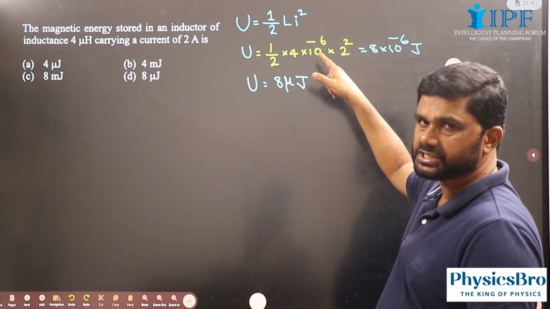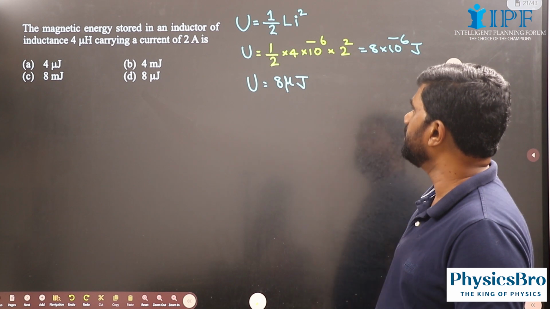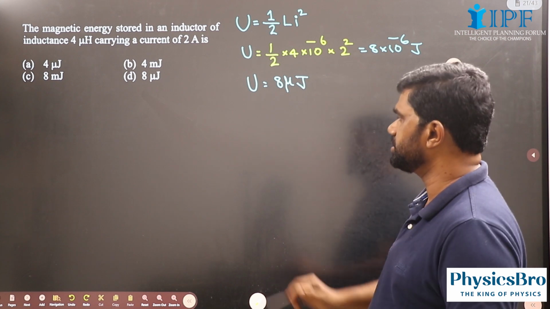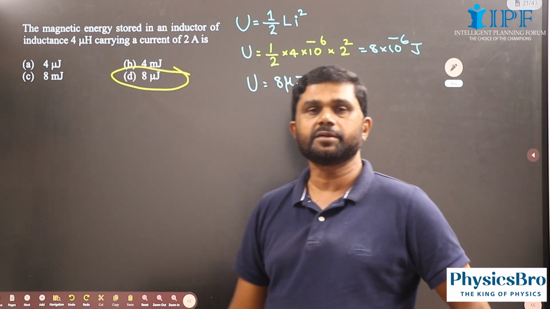So U is half, then 4 microhenry, that is 4 into 10 raised to minus 6, and current is 2 ampere. Okay, so it will be 8 into 10 raised to minus 6, or 8 microjoule.